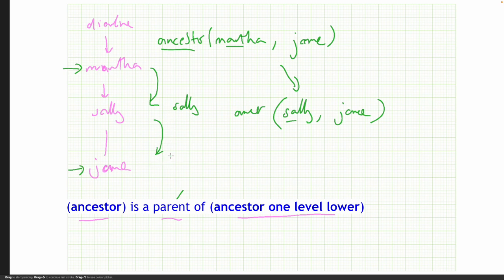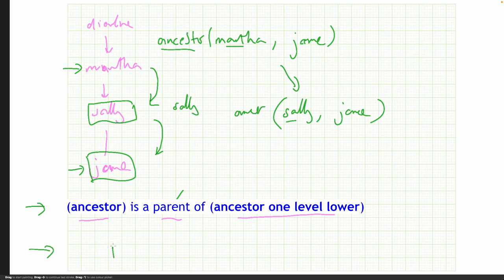That didn't help us. What this has illustrated is that this rule would work, but eventually, if we started with Deirdre, for example, Deirdre is a parent of an ancestor called Martha, and Martha is a parent of an ancestor called Sally. But is Sally a parent of an ancestor? She's not. She's actually the parent of Jane. So what this has highlighted is that our definition is not quite complete.